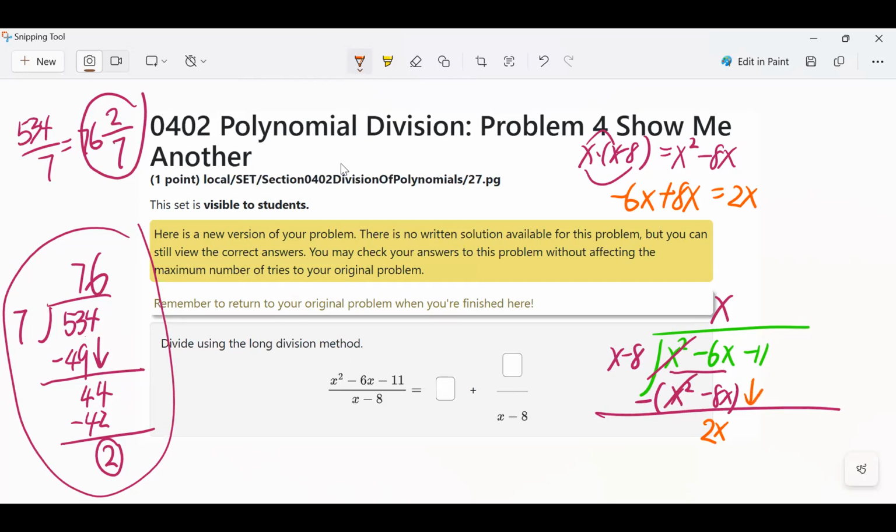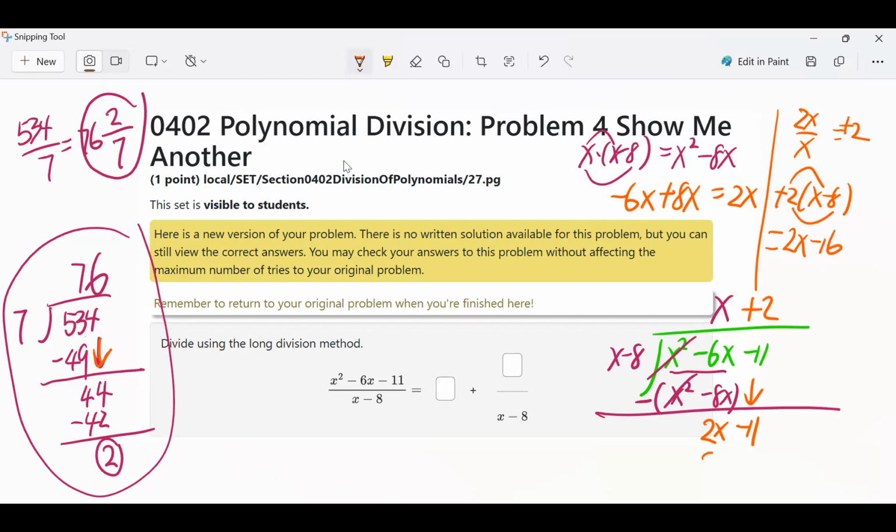Now we bring down the minus 11, just like how we bring down the 4 here, exact same thing. And then you do 2x divided by x. You can do the prep work on the side, 2x divided by x, you get 2. So you put positive 2 on top, over the negative 11. And then you do 2 times x minus 8. 2 times x is 2x. 2 times negative 8 is minus 16. So this is 2x minus 16.